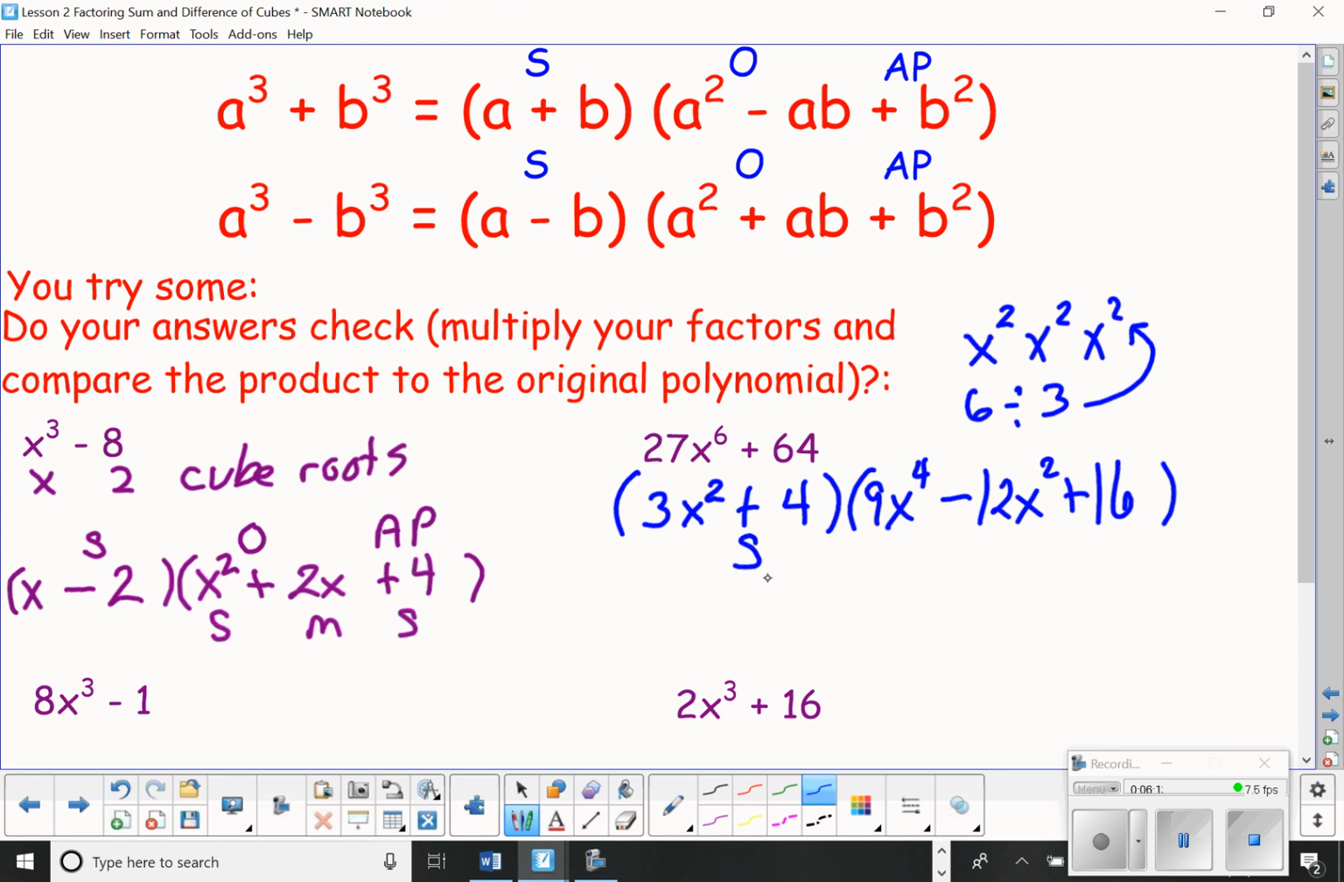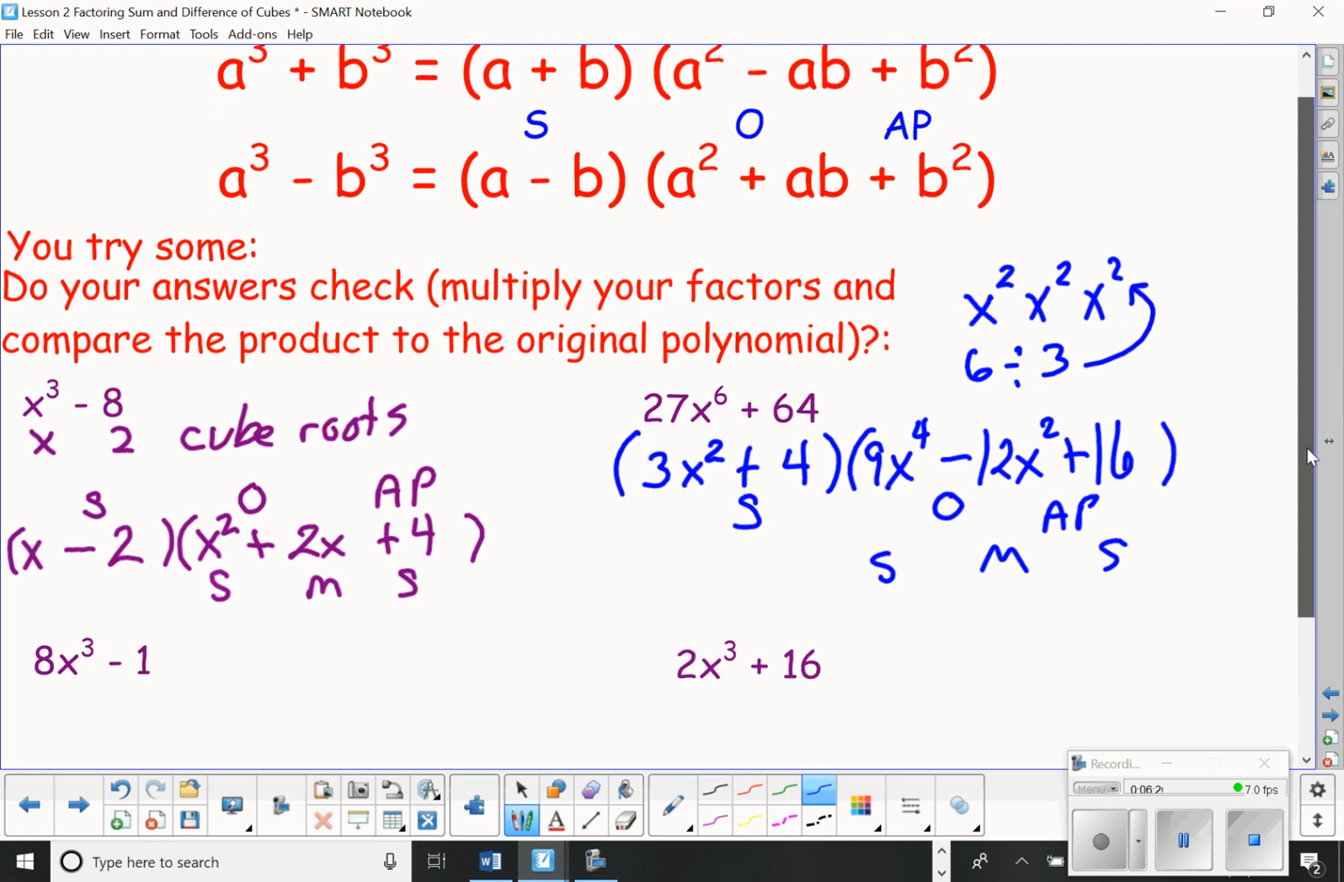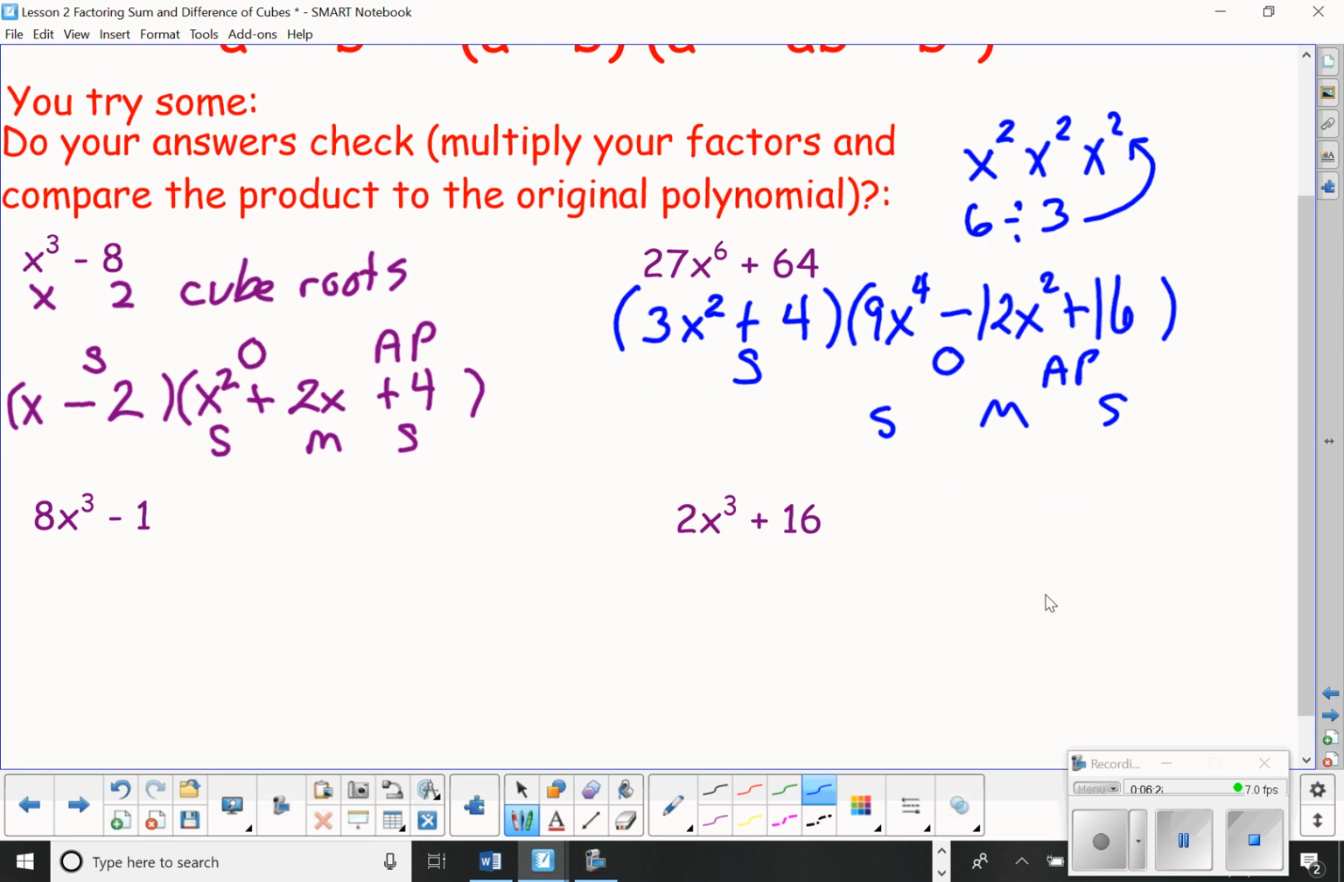So I have my same, opposite, always positive, and then over here, square, multiply, square. Yes, you have to memorize this pattern. Can't do anything else about it.